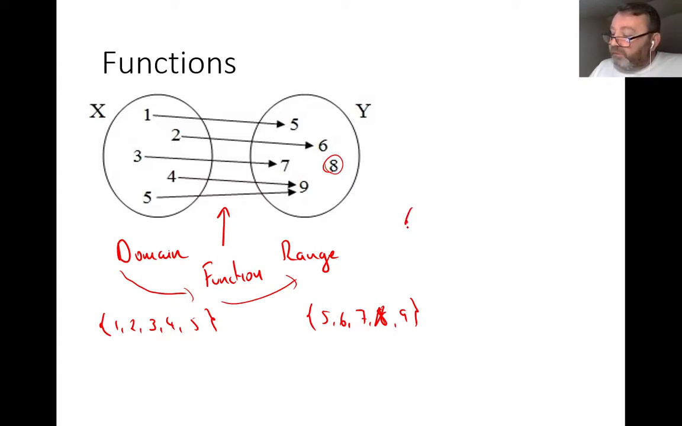But then what's 5, 6, 7, 8 and 9? And the answer is, that's my codomain. Okay, that's my codomain, and that's what I need you to remember. So 1, 2, 3, 4, 5, my domain values. 5, 6, 7, 9, my actual outputs, my range. And finally then 5, 6, 7, 8 and 9, all the possible outputs are what I call my codomain.